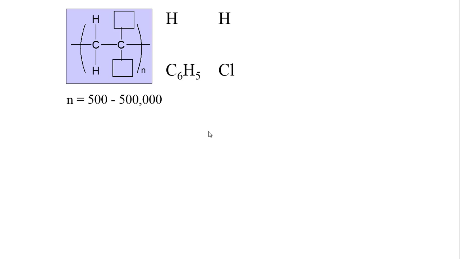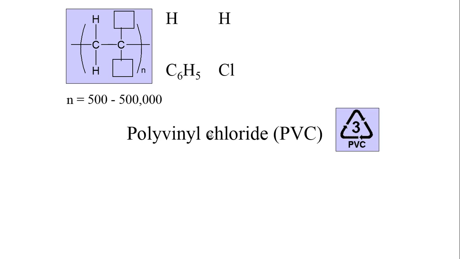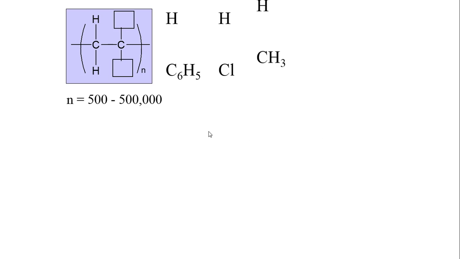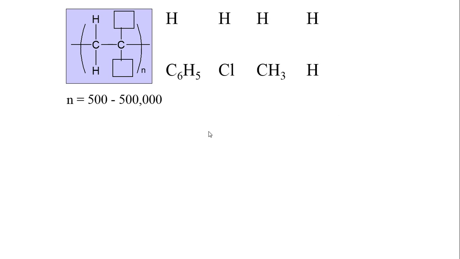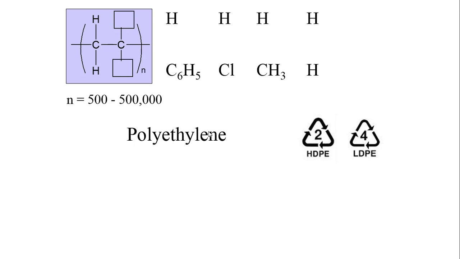If one of the positions is hydrogen and the other is chlorine, we have polyvinyl chloride, or PVC, which is used in pipes. If one of the positions is hydrogen and the other is CH3, we have polypropylene, used in many containers. If both remaining positions are occupied by hydrogen, we have polyethylene. Depending on the processing conditions, we can get high-density polyethylene or low-density polyethylene, which have different recycling symbols.